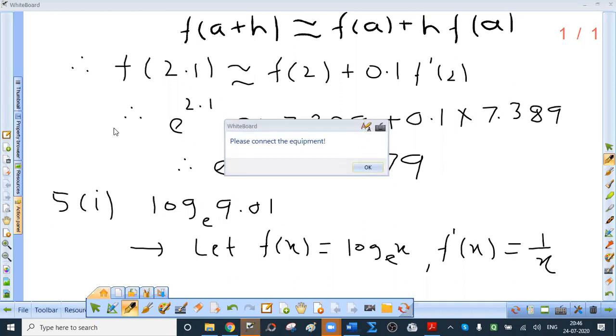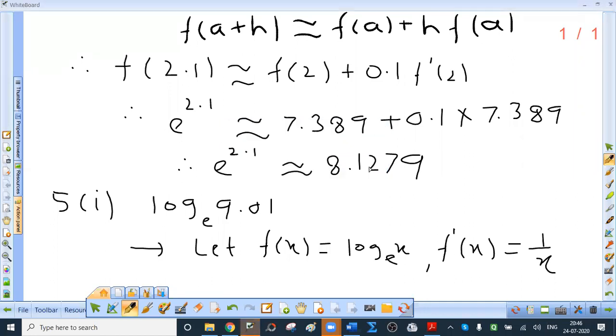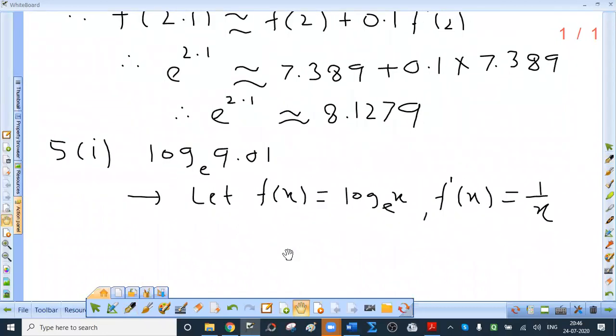Now the next one, first part, we have to find log of 9.01 to the base e. What is given? Log 3. See, base is not mentioned, means log 3 to the base e is given. 1.0986. Okay. So how to define the function? We define fx as log x, of course base is e, and that is why derivative f dash of x is what? 1 upon x. Now tell me what should be the value of a. Take a equal to 9. So what is h? It is 0.01.